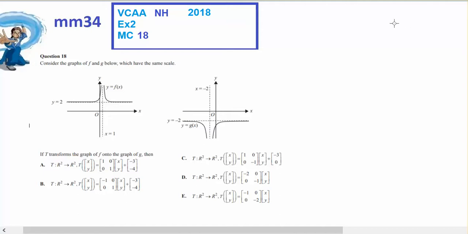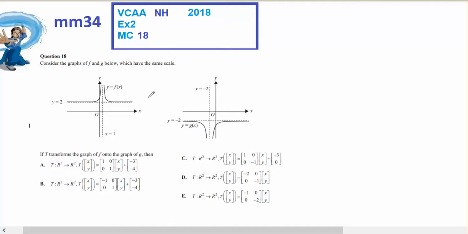This is for Year 12 Methods. It's the VCAA Northern Hemisphere 2018 Exam 2 multiple choice question number 18. Okay, so we've got this truncus that's been transformed into this truncus, and I need to pick the transformation matrix.